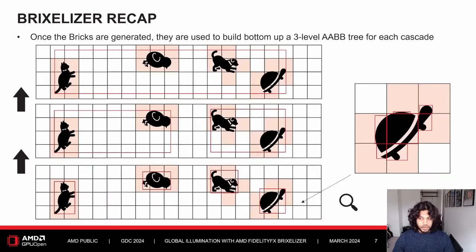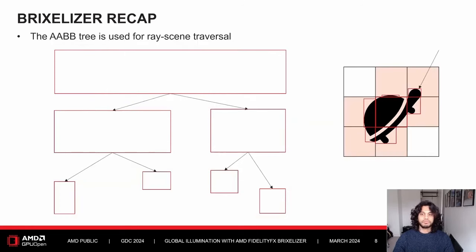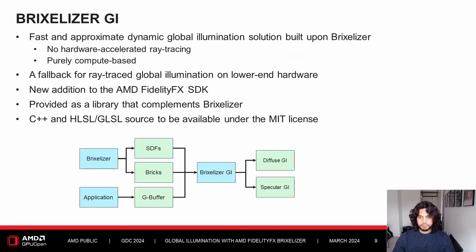Once bricks have been created, we build a 3-level AABB tree for each cascade. This AABB tree is used for ray scene traversal. We start at the tree level and find the leaf node that the ray intersects. At that point, we switch to ray marching the distance field until we find an intersection point. So that was a high-level view of Brixelizer.